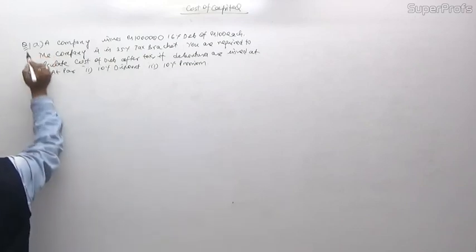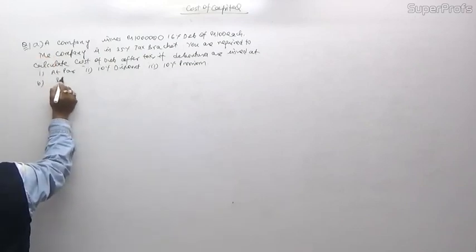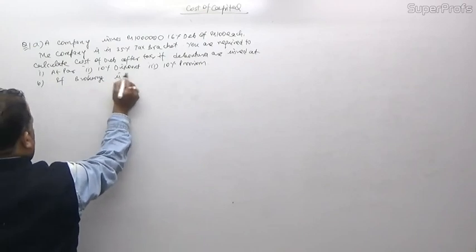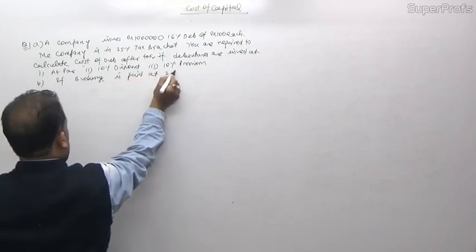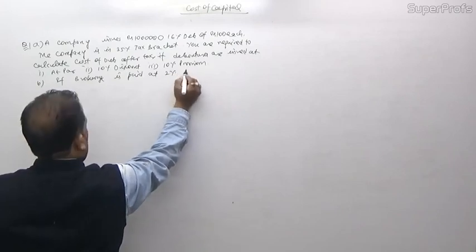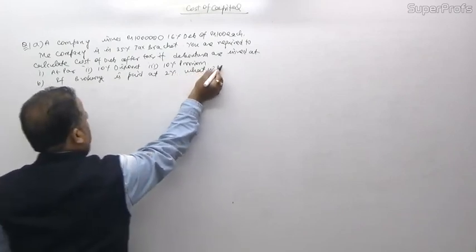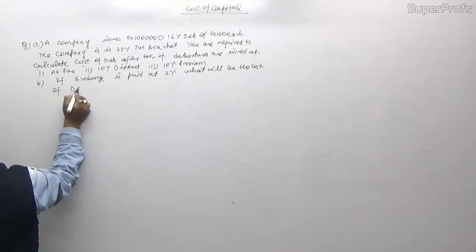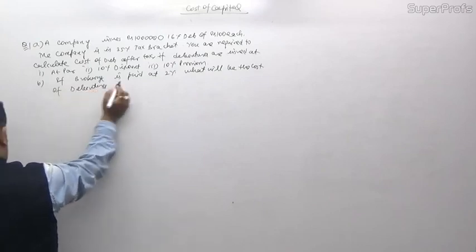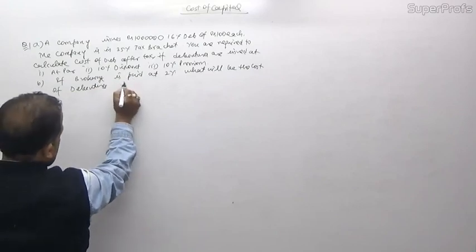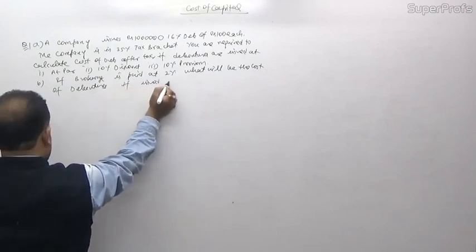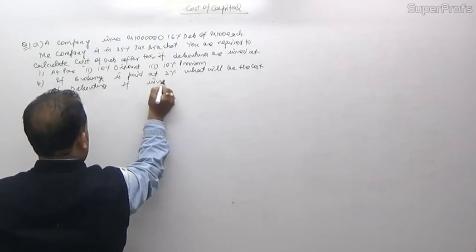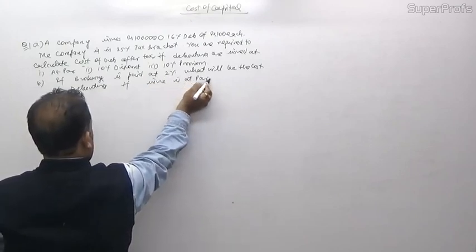That is the A part of the question, and the B part: if brokerage is paid at 2%, what will be the cost of debentures if the issue is at par?